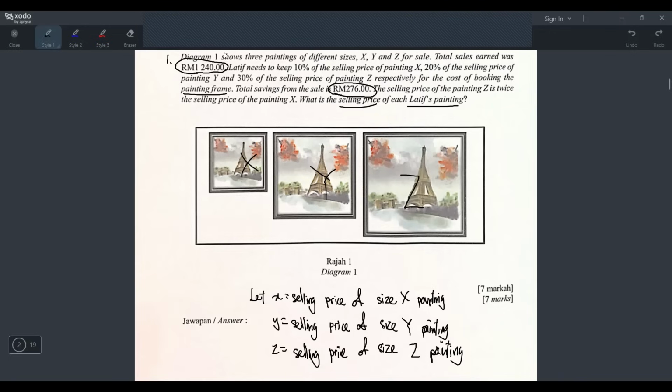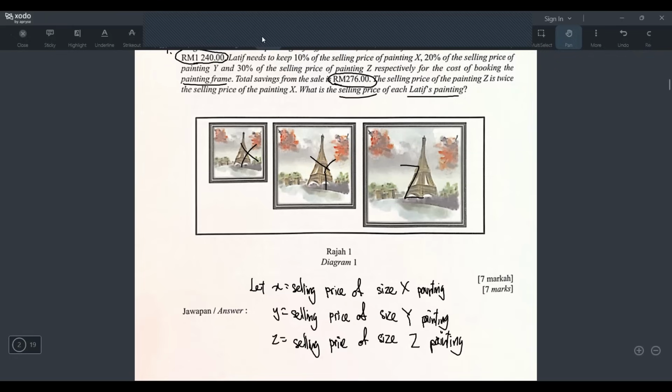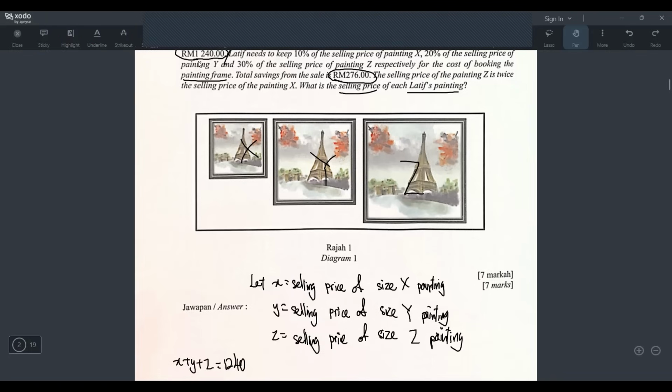Now they say the total sales earned was 1240. The total sale means the total selling price. It means X plus Y plus Z equals 1240. Then Latif needs to keep 10% of the selling price of painting. We know the selling price of painting is X. So if you save 10% from the selling price, it means you are saving 0.1x.